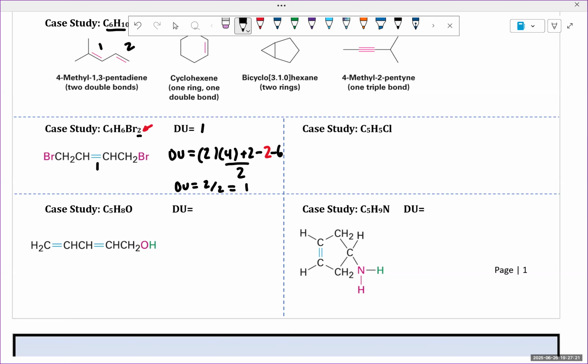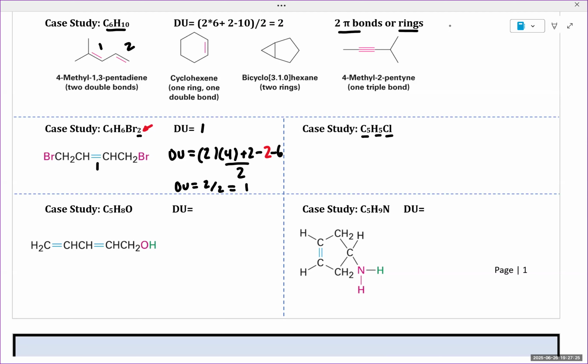Let's now try another case study. We have a formula C5H5Cl. Let's take a few moments. Let's calculate the Du for this formula. And then from here, let's try to draw a reasonable structure given this formula. So pause the video, work through that, and then we'll discuss.